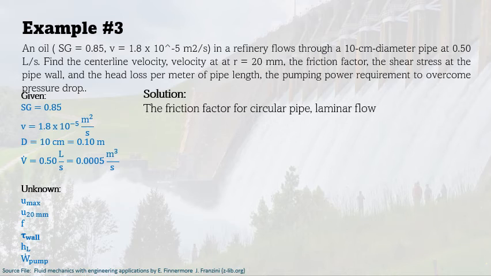For the friction factor for circular pipe having laminar flow, we can use the formula 64 over Re. So we already know the Reynolds number, so we can get the friction factor. That is 0.180. So this is a non-dimensional quantity.